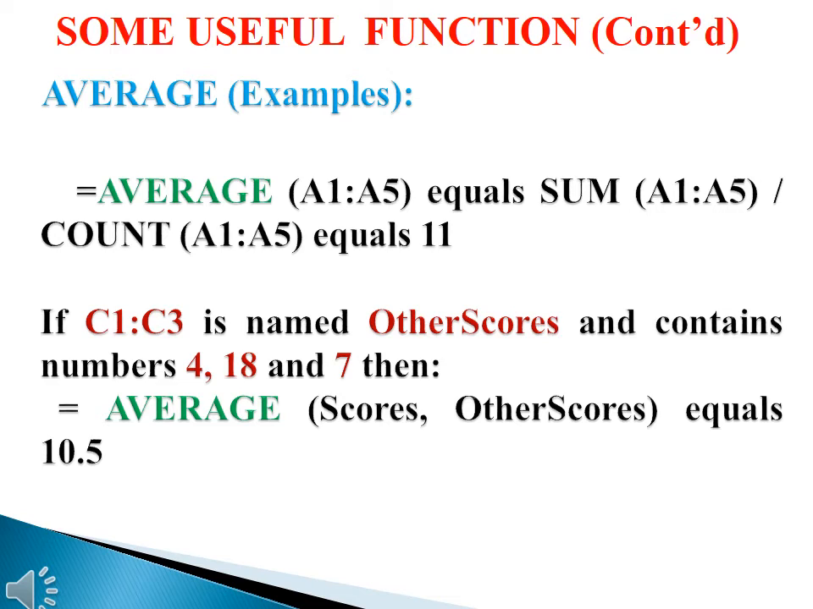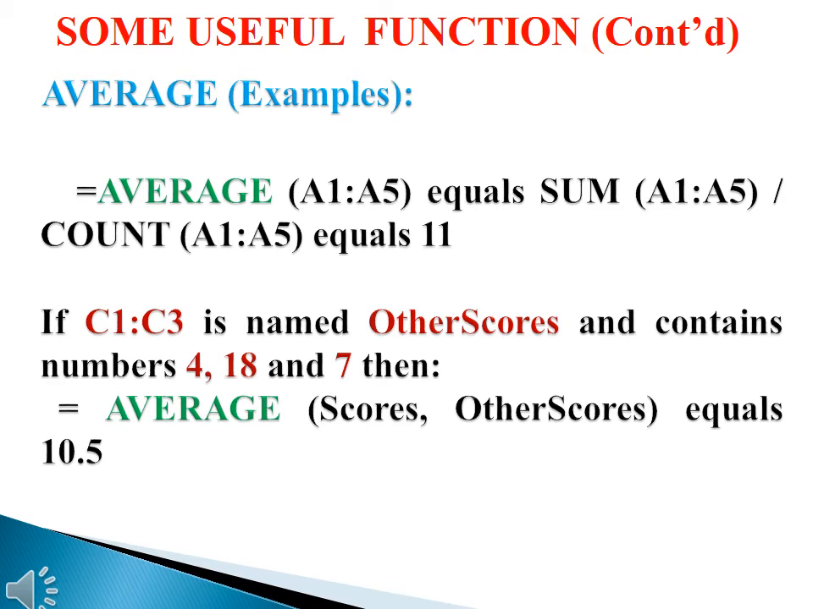Now let's see a few more examples. =AVERAGE(A1:A5) equals SUM(A1:A5) divided by COUNT(A1:A5), which equals 11. The SUM we have already discussed in the previous class, and COUNT is used to count the total number of values in the arguments. That we'll discuss in detail in further classes. So the result will be 11.